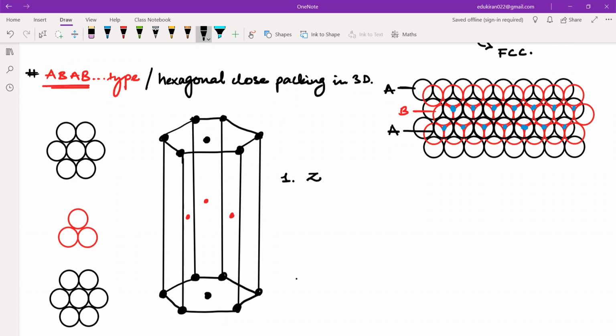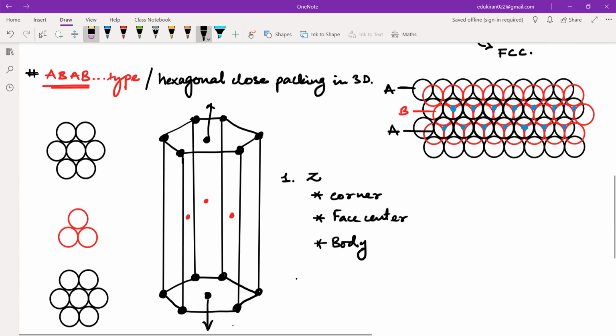So how many types of atom can you see in this case? The first atoms that you can see are the corner atoms, right? Then you can see that there is someone in the face center, these black ones. This black one is in the face, right? This is in the face center. And then you have atoms inside the body. Okay, these are the 3 red atoms. Yes or no? All of you can see the atoms. Tell me. Yes, sir.